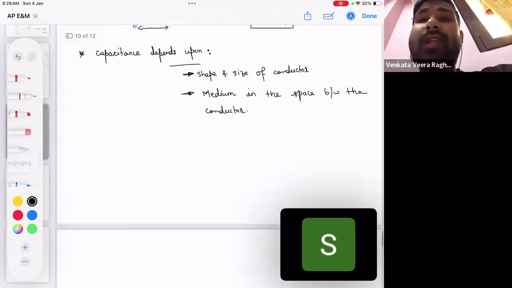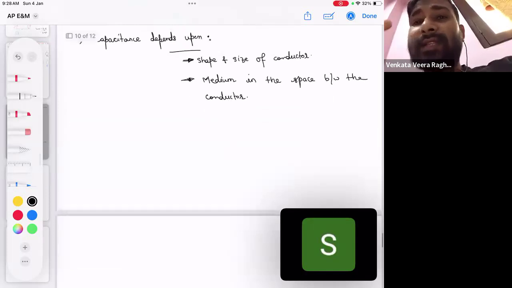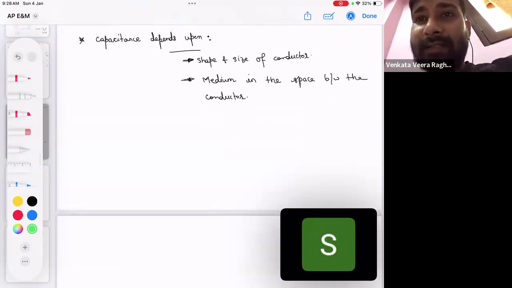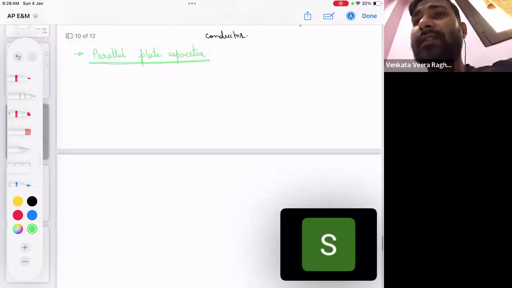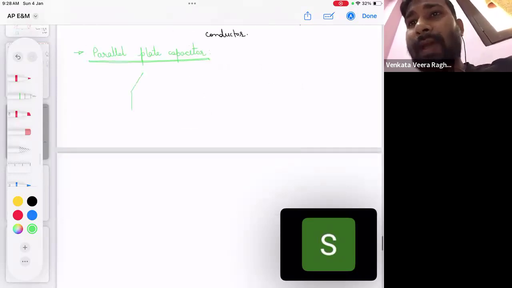Is that clear? So now, if we are going to calculate the different types of capacitance, let's first discuss the parallel plate capacitor. What is a parallel plate capacitor? It's the simplest one. Why? Because here the conductors are in the shape of two parallel plates, something like this.